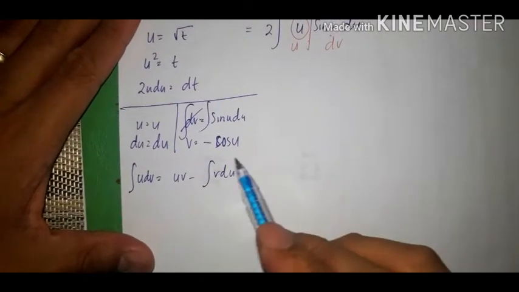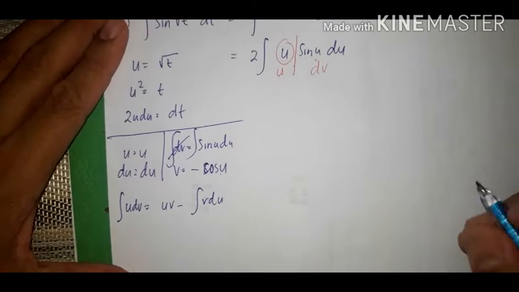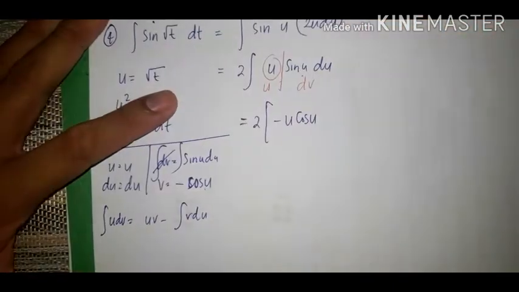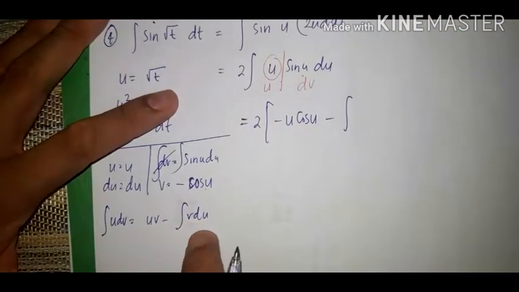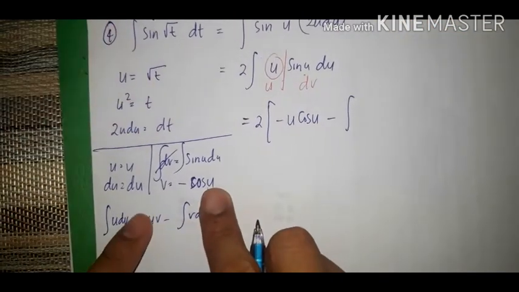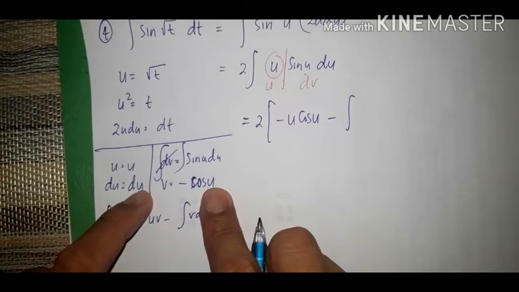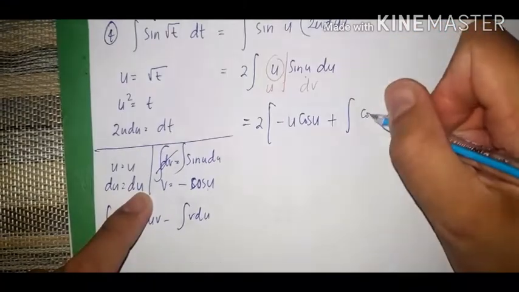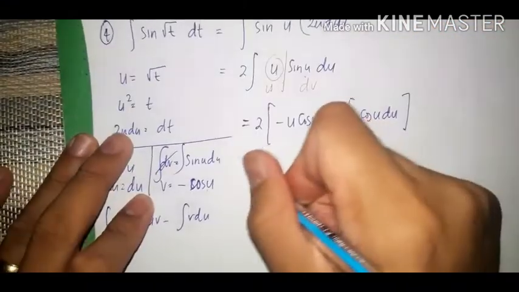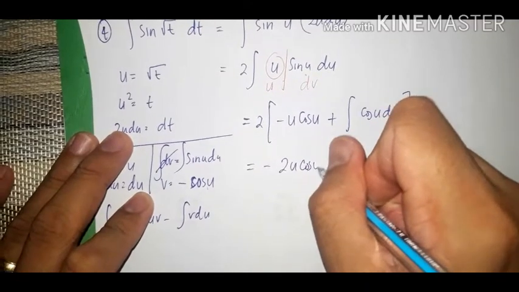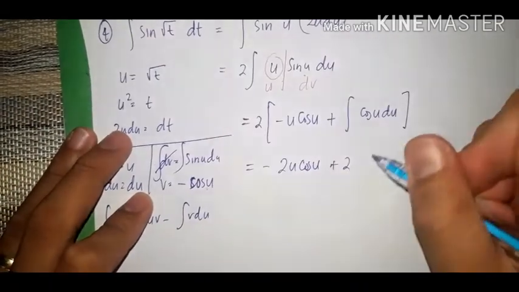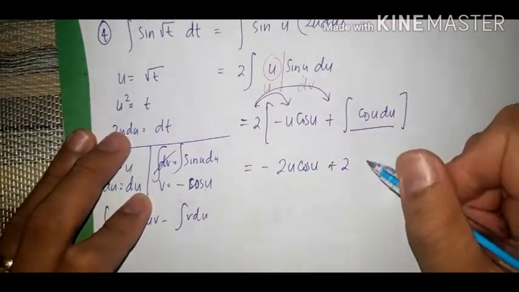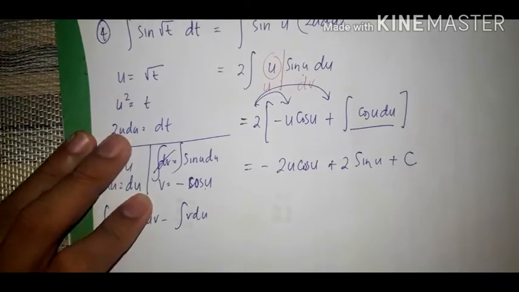So, this is simply uv. So, the product of u and negative cosine u is equal to 2 times the quantity negative u cosine u minus integral of v du. So your v is negative cosine and your du is positive du. So this is negative cosine u du preceded by a negative is positive cosine u du. So this is negative 2u cosine u, this is positive 2 integral of cosine. So you have to distribute that 2 there. So integral of cosine is positive sine u plus c.